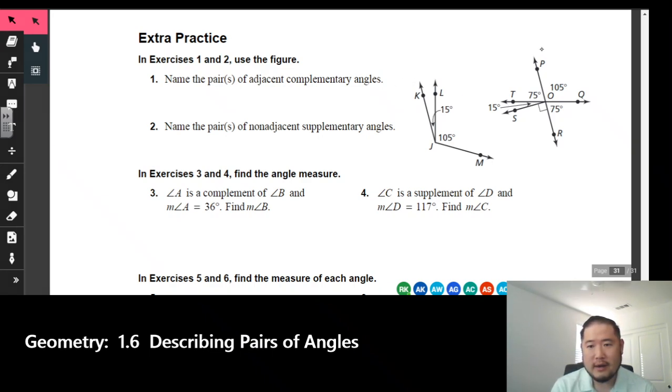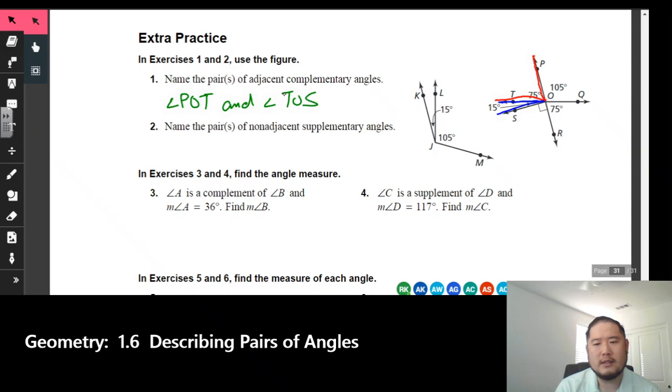What I see right here in this diagram happens to be angle POT, and we have angle TOS. All right, so name a pair of adjacent complementary angles. We say angle POT, and don't forget the middle letter happens to be the vertex, and angle TOS. 75 plus 15, that adds up to 90 degrees.